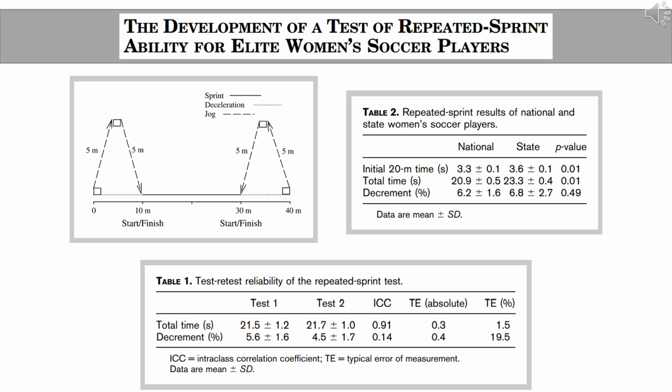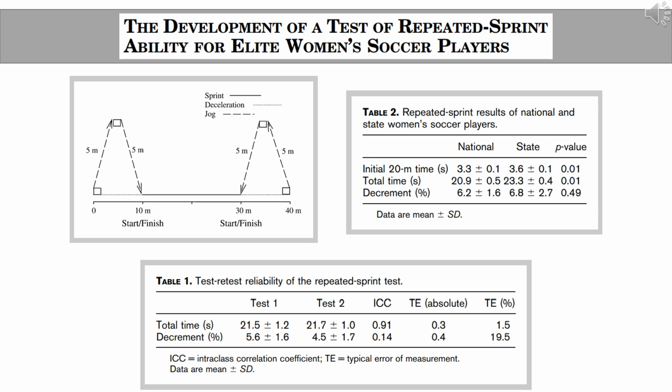And we can see that there's no meaningful difference in the decrement metric between national level players and state players, because we've got a p-value of 0.49. That would need to be less than 0.05 for it to be deemed statistically significant. However, we do see that national level players are actually faster, significantly faster than state level players, and their total time performing the repeated sprint protocol is considerably less. So not only are they faster, but their ability to maintain speed repeatedly is also significantly better.